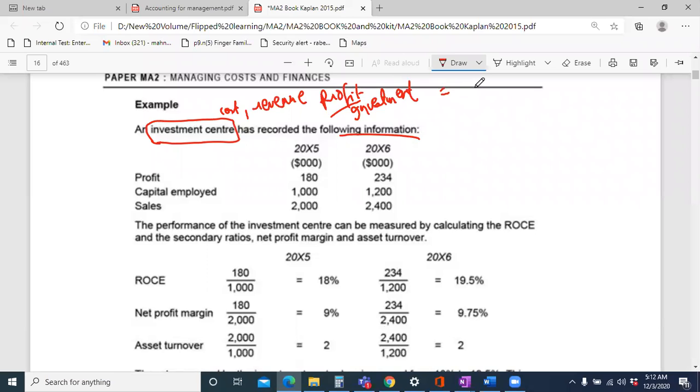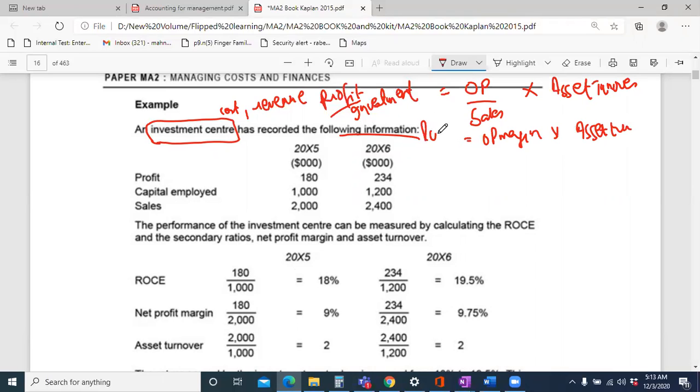So definitely he is responsible for operating profit over sales, and also responsible to maximize the sales over investment and to maximize the asset turnover. Because if both of these things are maximized, automatically return on investment would be maximized at the same time. So operating profit margin into asset turnover is basically what it is, return on capital employed.